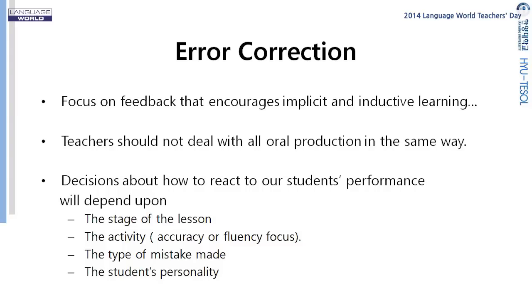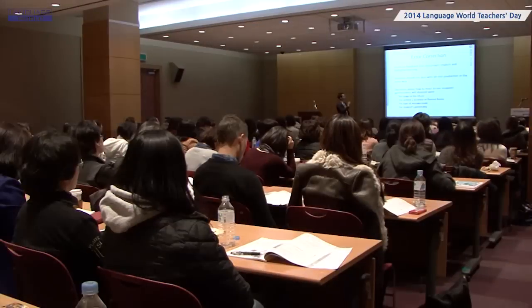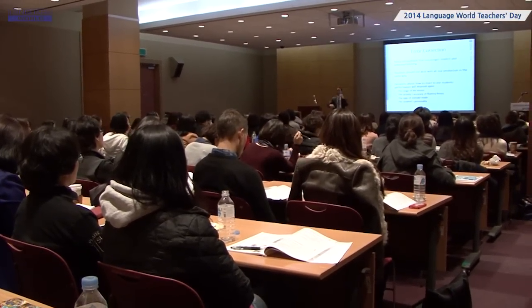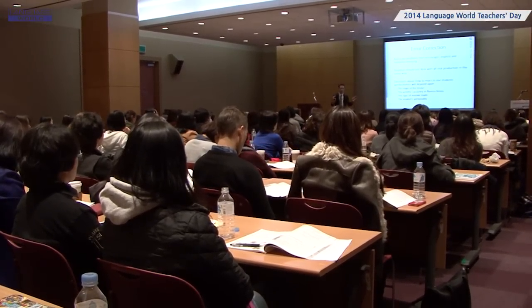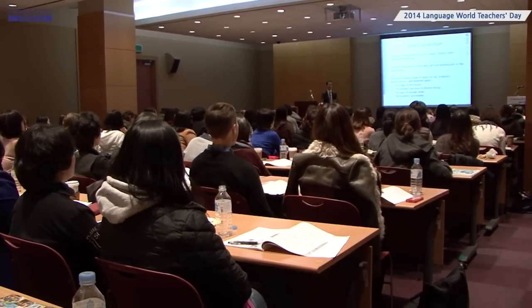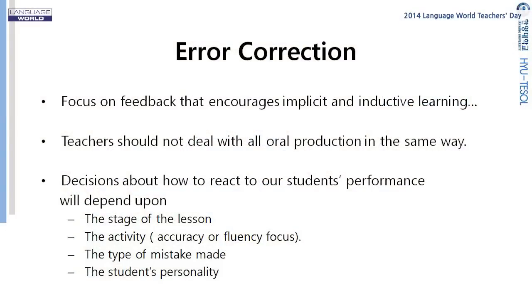Okay, so error correction. I would say focus on feedback that includes implicit inductive learning. Don't deal with all oral production. I'm focusing mostly on oral production here. But we don't treat all speaking, we don't have to correct everything we hear. There's good times to correct and bad times to correct, right? And the best time, it depends on the stage. These are the things that really matter. It depends on the stage of the activity, where they are in the language activity. It depends on what the focus of the activity is, and I'll explain this in a second. It depends on what kind of mistake they're making.